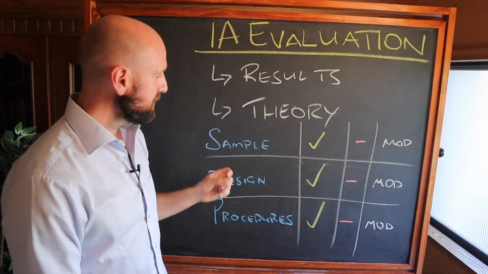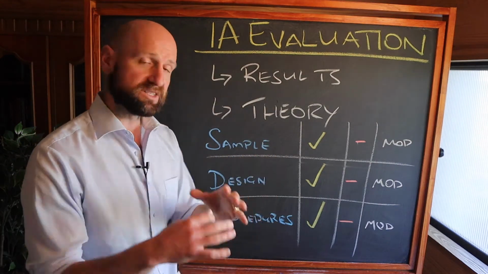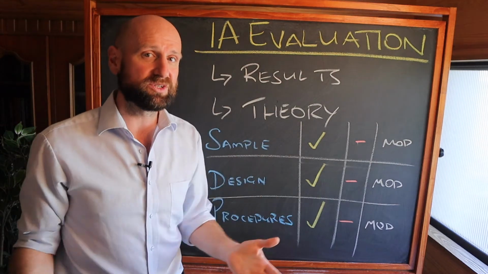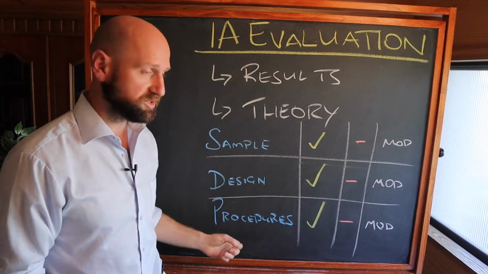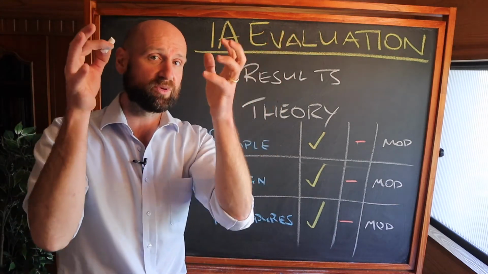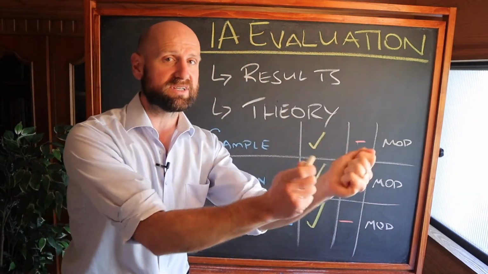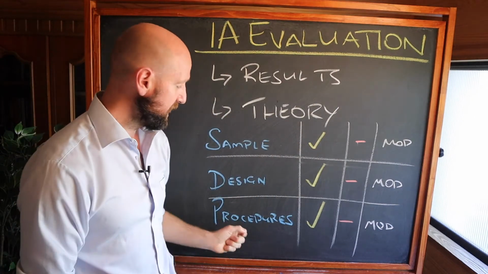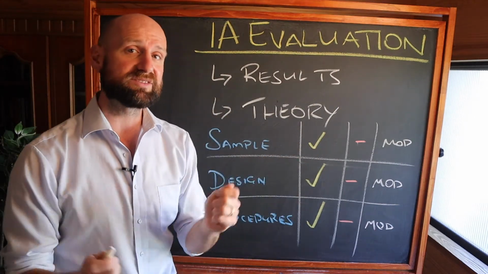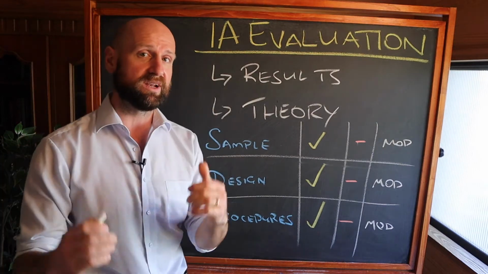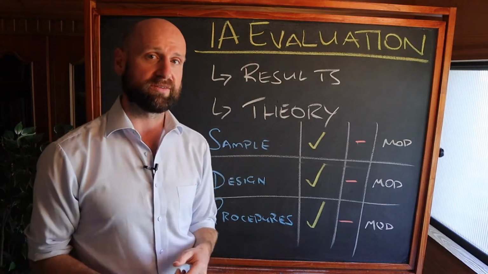I'd also recommend, there's lots of different ways you can structure it. A couple of ways you might try. Do each of these in turn. The sample, strengths of the sample, limitations, modifications. Then move to the design, strengths, limitations, modifications, then to the procedures. You can even have subheadings, right? Make it really clear for your reader that you're evaluating all three of these parts.